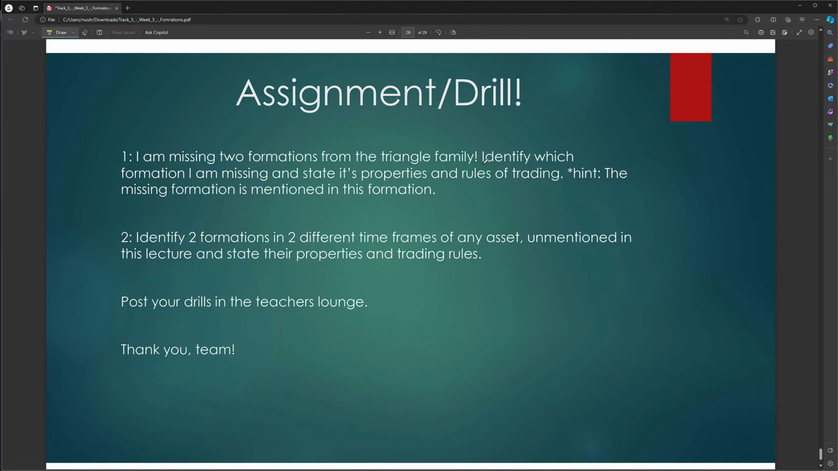That's why I asked you to pay very close attention to the triangles. I am missing two of them from the triangle family. Identify which ones I'm missing and state their properties and rules of trading. Hint: the missing formation is mentioned in this formation. If you can get the clue there, it's okay.